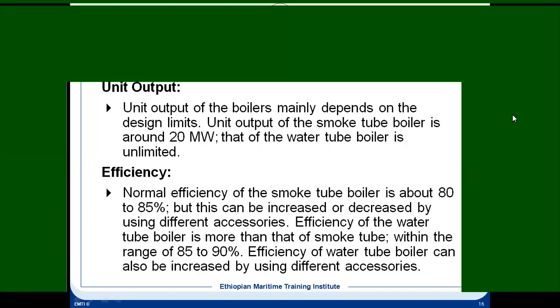The output of boilers mainly depends on the design limitation. The unit output of a smoke tube boiler is around 20 megawatts. And that of a water tube boiler, again, if it is designed properly, can be unlimited.